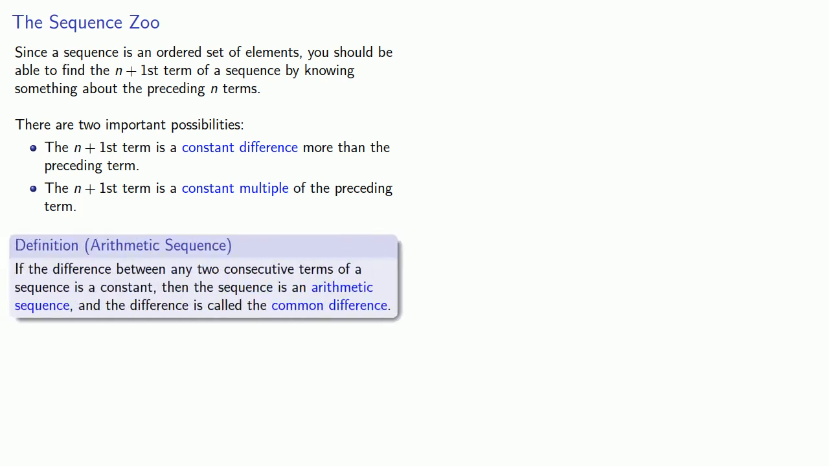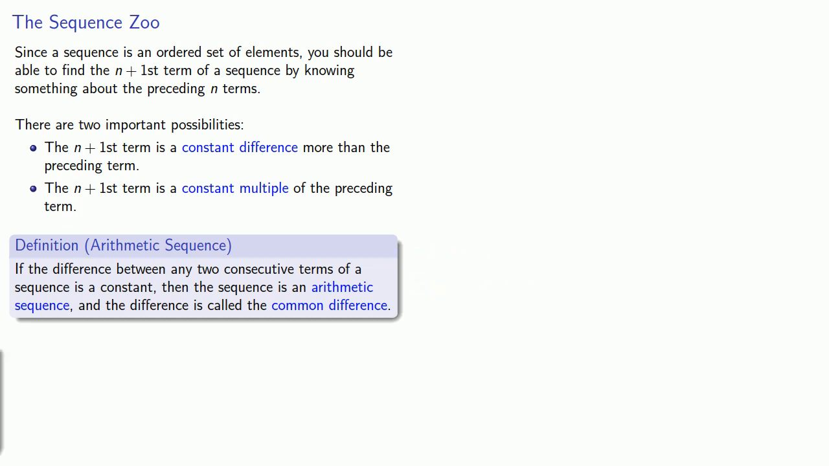If the difference between any two consecutive terms of a sequence is a constant, then the sequence is an arithmetic sequence, and the difference is called the common difference. And it turns out that we can show the following.